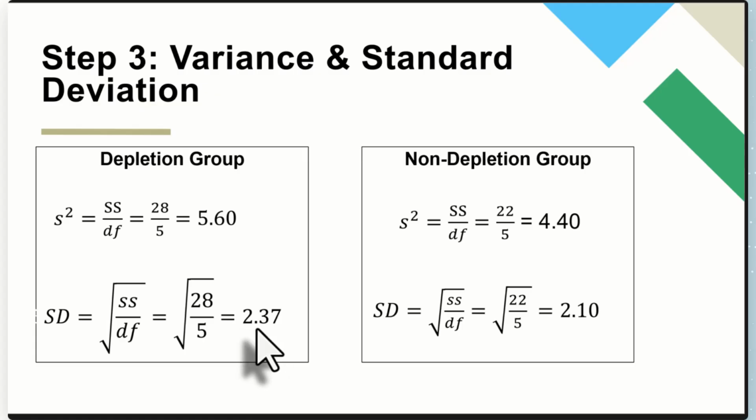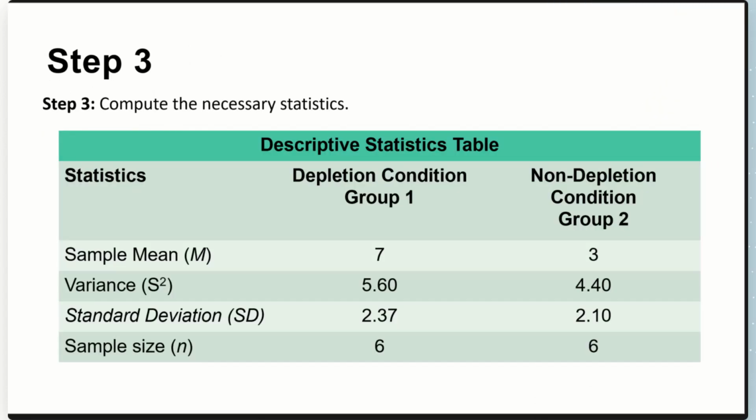We do the same process for the second group, the non-depletion group. So we have our variance, which is 22 divided by 5, which gives us 4.40. And then our standard deviation is the square root of 22 divided by 5, and that's 2.10. So here's a summary of what we've done so far in step 3.